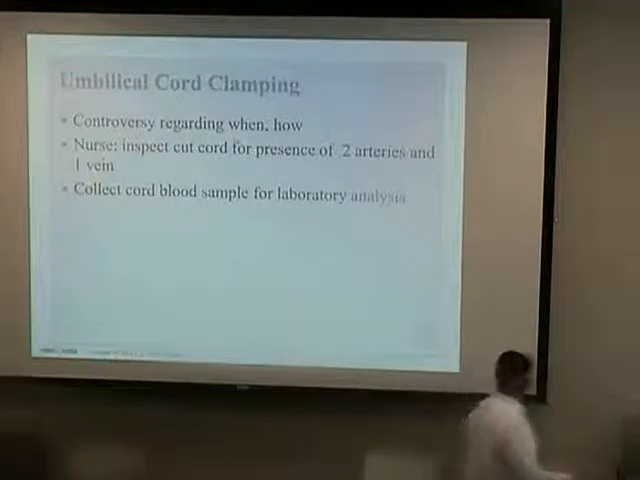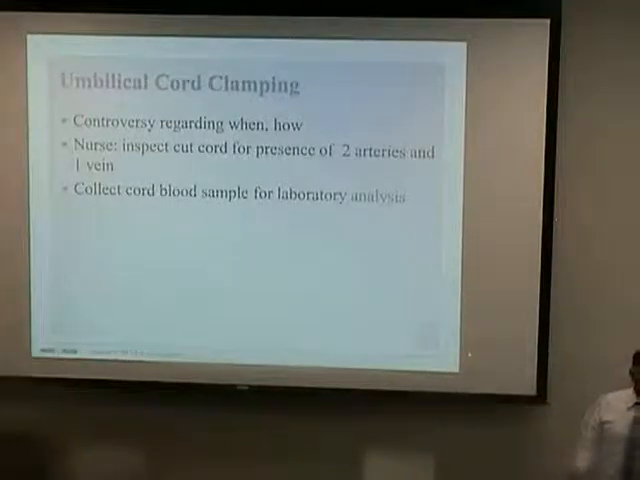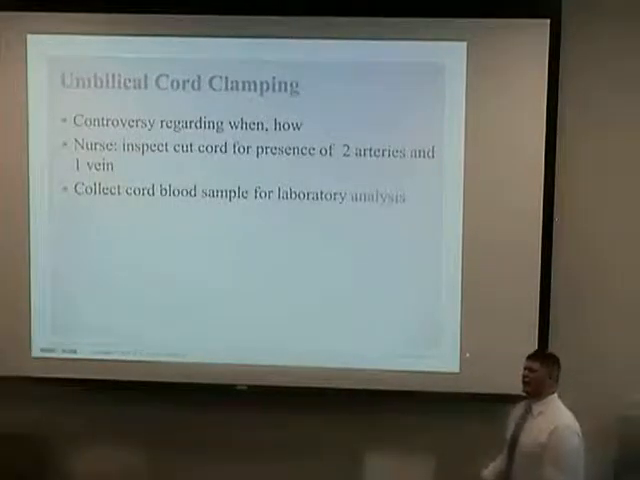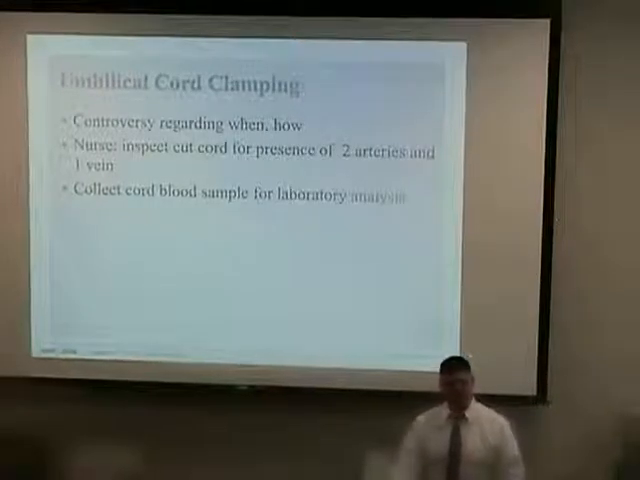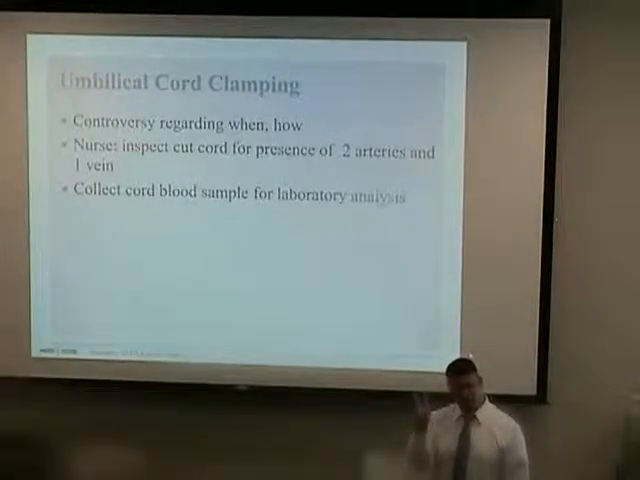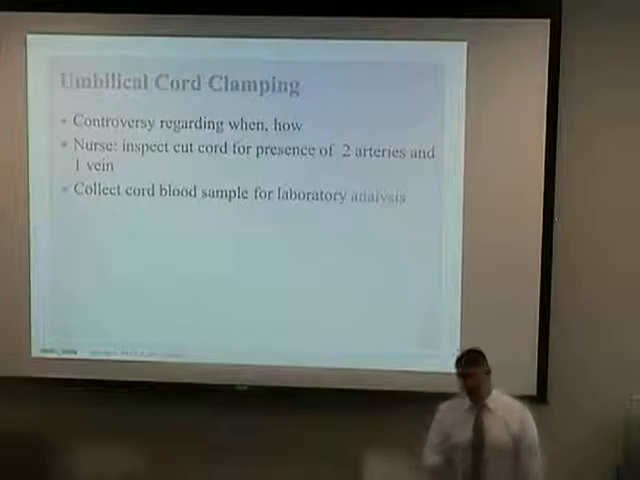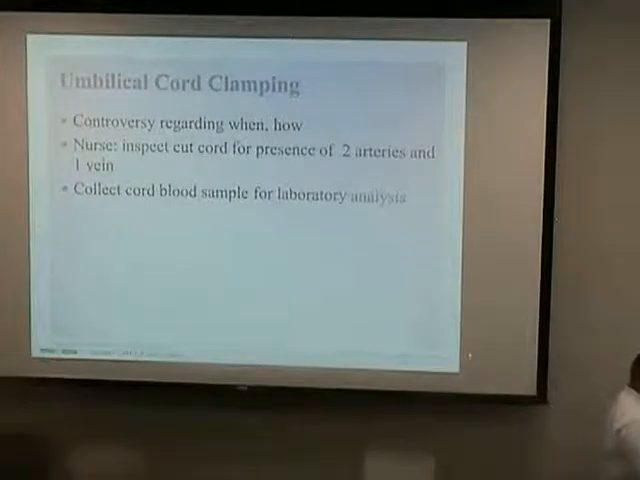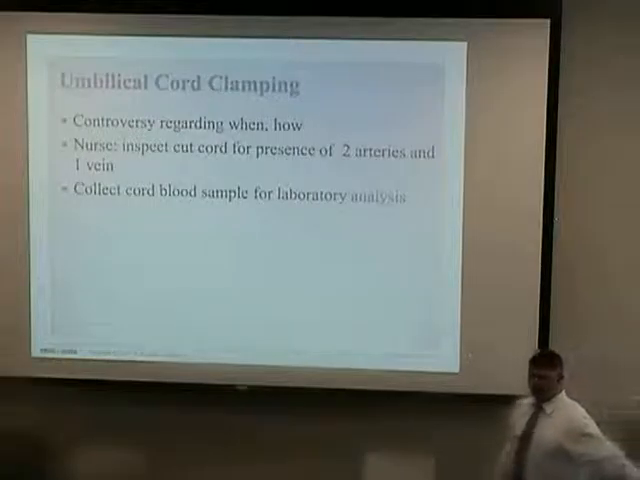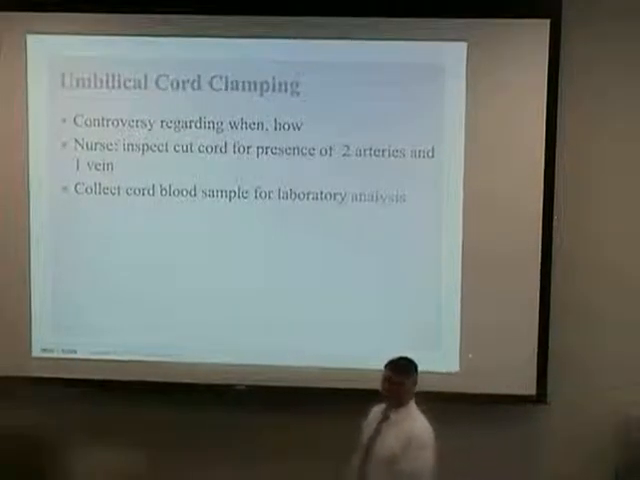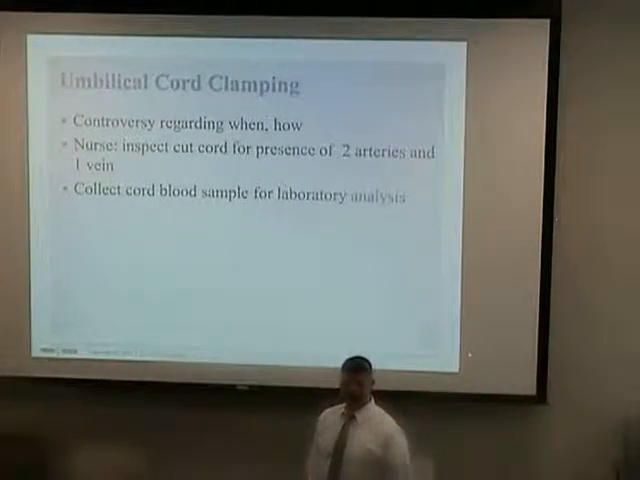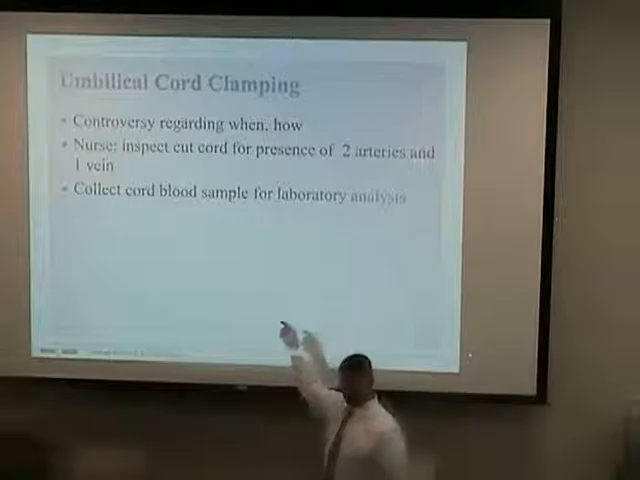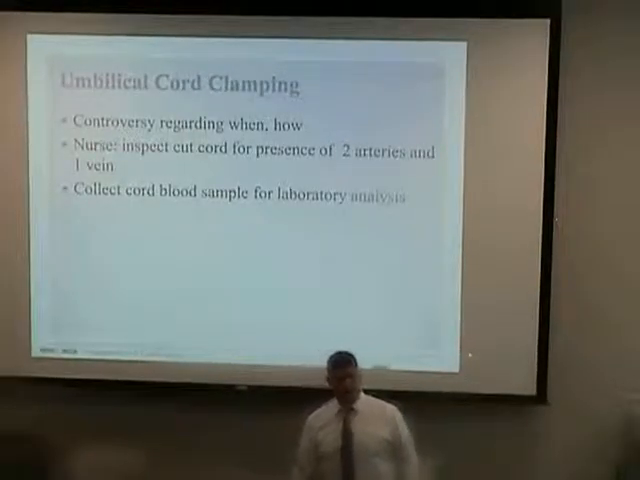Okay? And then after the cord is cut, everybody wants to know, how many vessels in that cord? Should always be three. If you have two vessels in the cord, it means you might only have one kidney, right? And then we collect cord samples for the laboratory analysis. What are we looking for in the cord blood? What labs are we drawing from the umbilical cord blood?